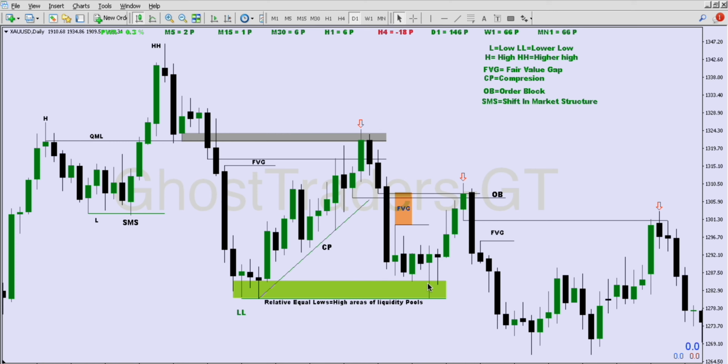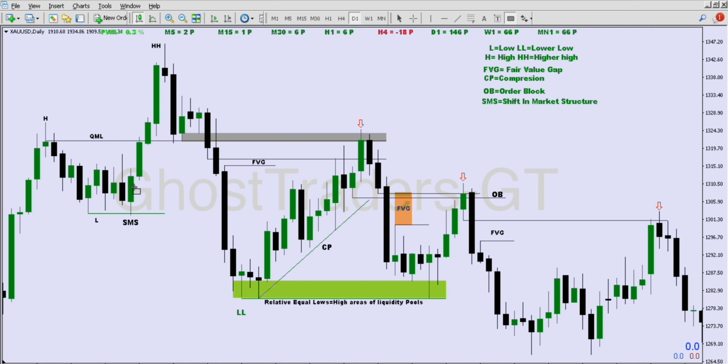They believe that when price gets to this level here, it won't break this level, it will just push up. You can see this is what happened here. Price gets to this level, creates these relative equal lows, and then later it comes down and takes out everything here.